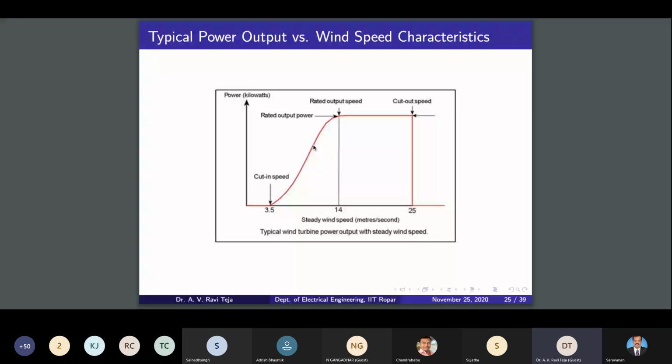After this, say I have designed my wind turbine system for 14 meter per second rated speed. Suppose on a particular day, for no particular reason, the wind speed has exceeded my rated speed. So what should I do? How do you decide this rated speed? Based on the last 5 years of data, the average wind speed for most of the time in a day at a given location, that wind speed you take and design your system. Now on a day the wind speed has exceeded the rated, but my entire system has been designed so that rated output power will be there only until 14 meter per second.